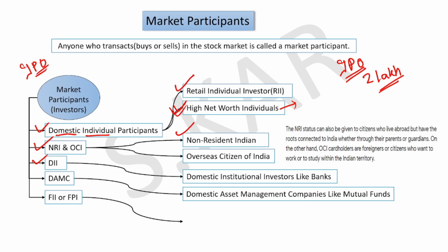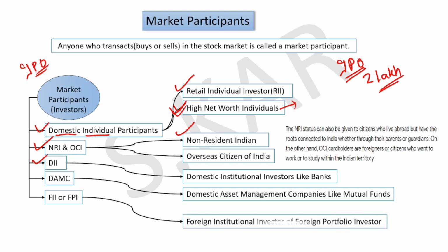And finally, the FIIs or FPIs are the foreign institutional investors or the foreign portfolio investors. I hope this name is self-defining. Foreign institutional investors. So these are the types of investors in the Indian share market.